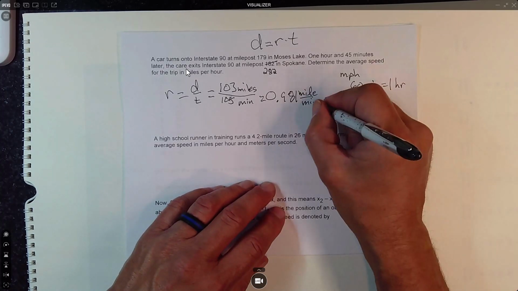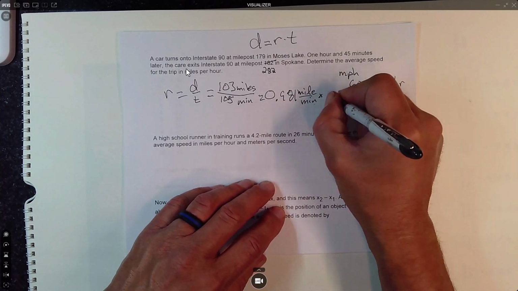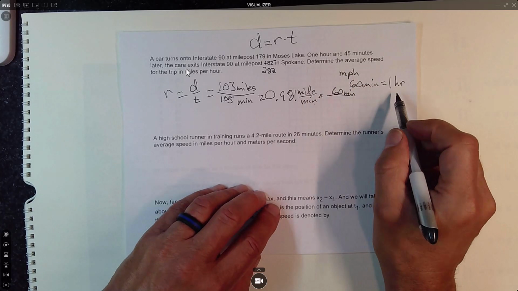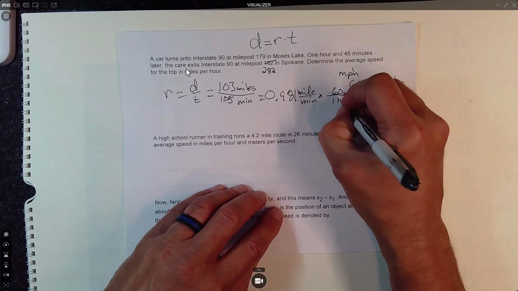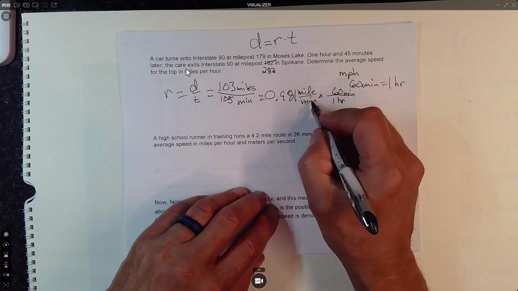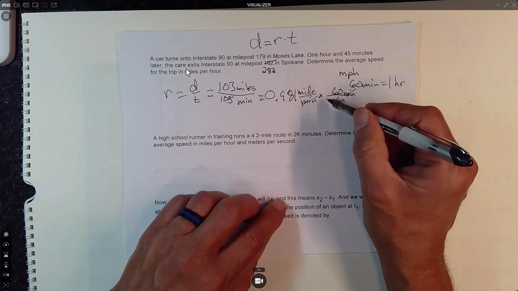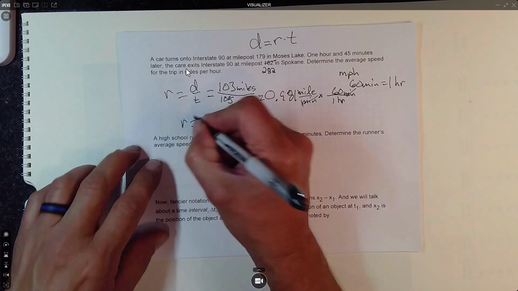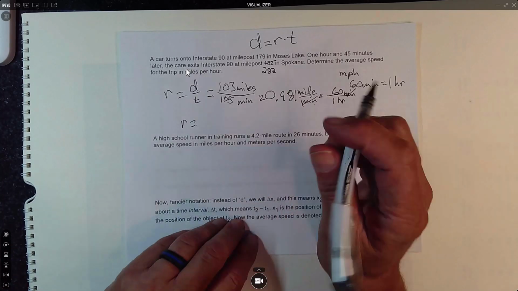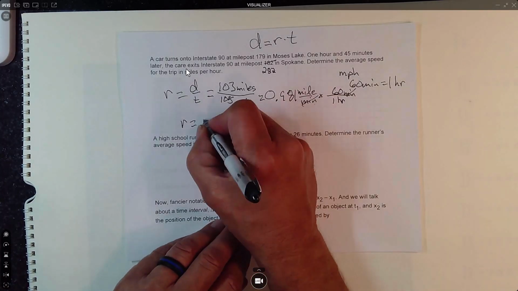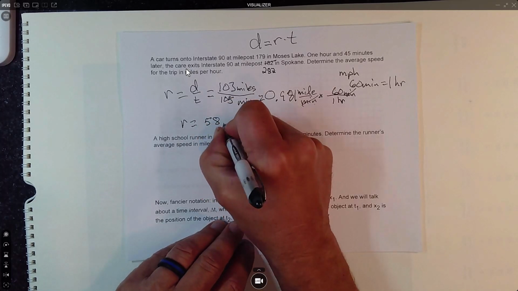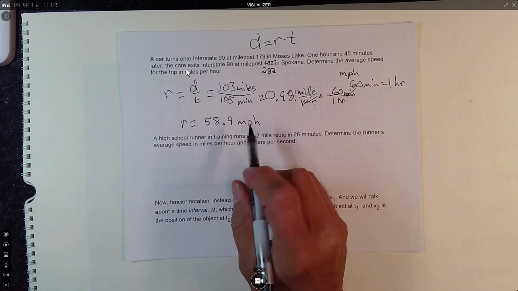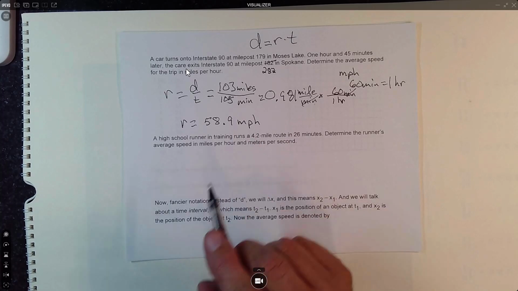Now, I've got minutes on the bottom. I need to get rid of them, so they go on top. 60 minutes up here, and on the bottom, 1 hour. Okay, and when I multiply by that, the minutes will divide out. I'll end up with miles left and hours on the bottom. And so the rate of this car would equal, and I get about 58.9, again to 3 significant figures, MPH, and this is one of those times where that M stands for miles. Ordinarily it's meters.